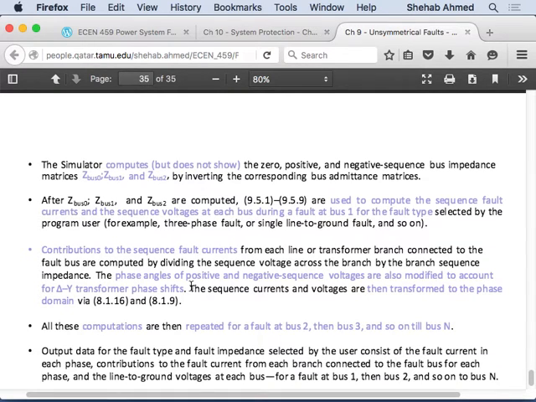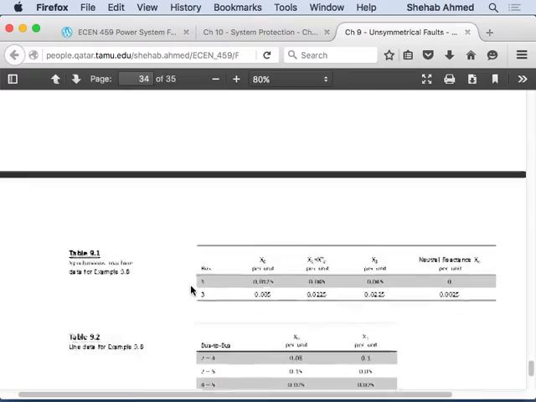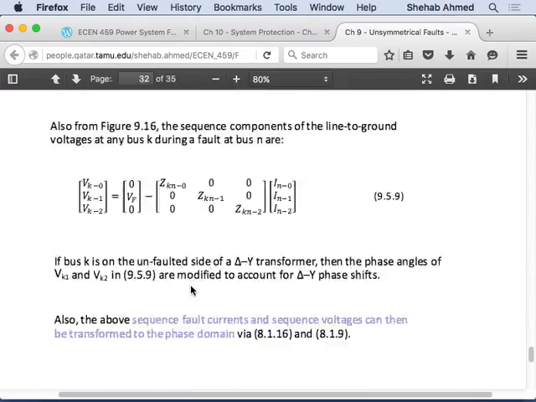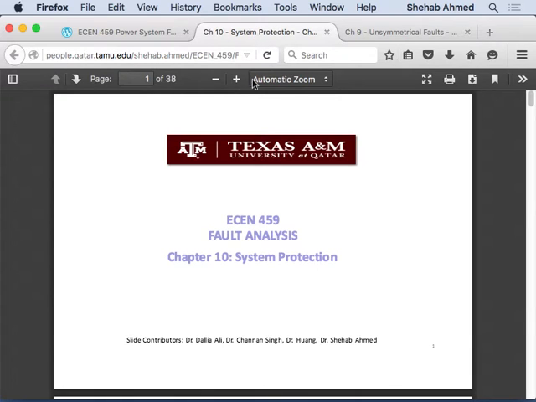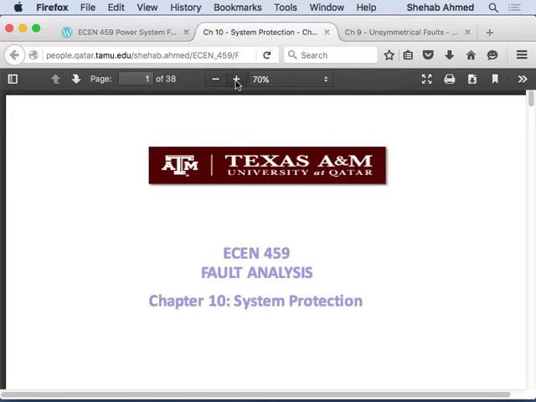So what you're learning is really how people build something like PowerWorld. That's what we did here. This wraps up chapter 9. I will try to discuss chapter 10, just an overview. Okay, so I assigned some homework problems.